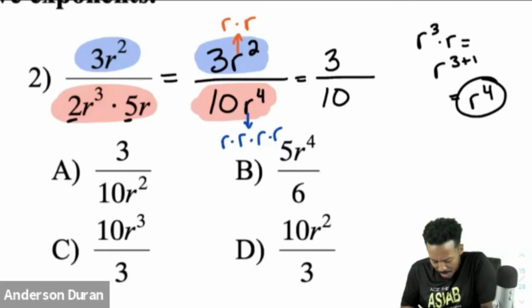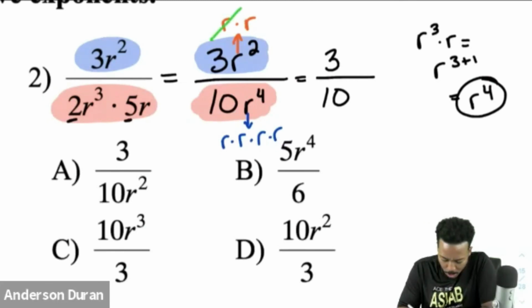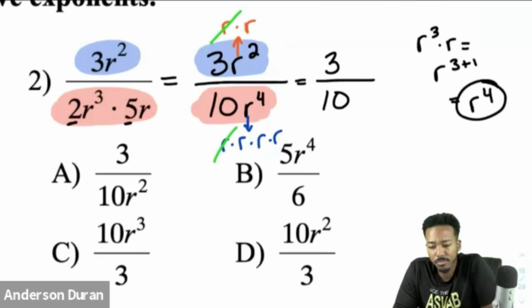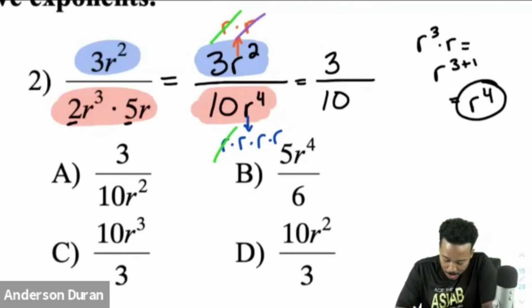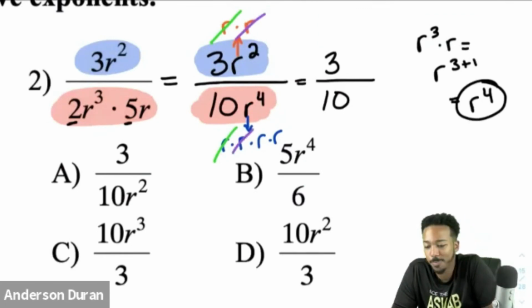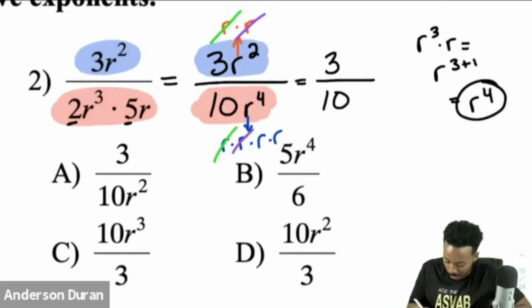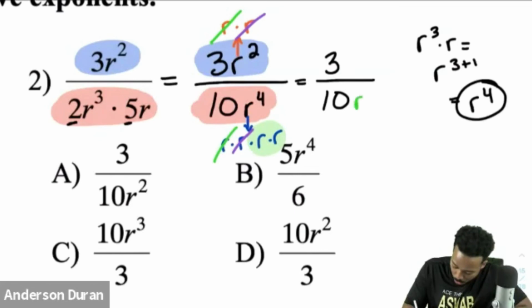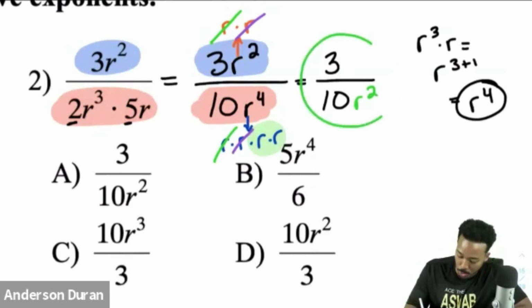Is it true that this r and this r are going to cancel out? All right, cool. Is it also true that this r and this r are going to cancel out? Yeah. So like we predicted, we're going to have 2 r's left. But where do those r's belong? They belong with the 10. They belong on the bottom. These 2 r's right there belong on the bottom. And so the answer here would be 3 over 10r squared. Right over here, that's going to be A.